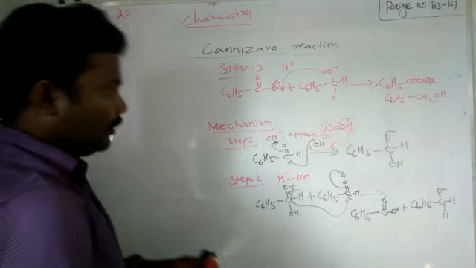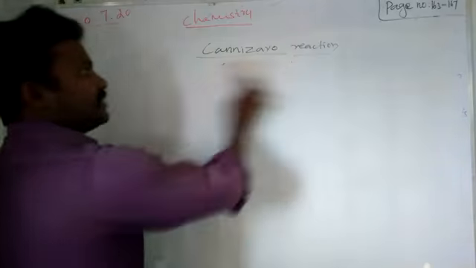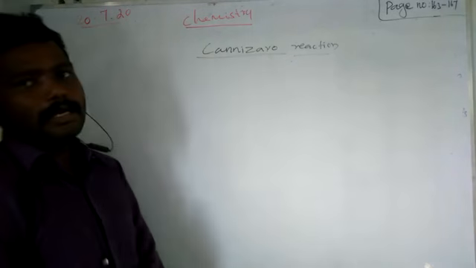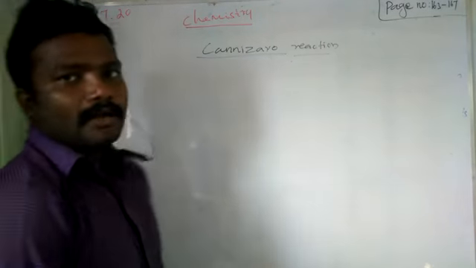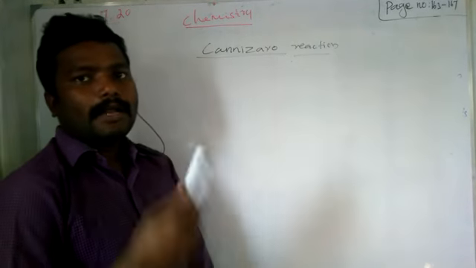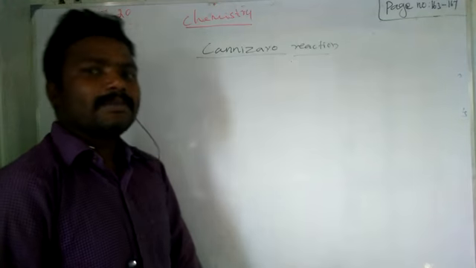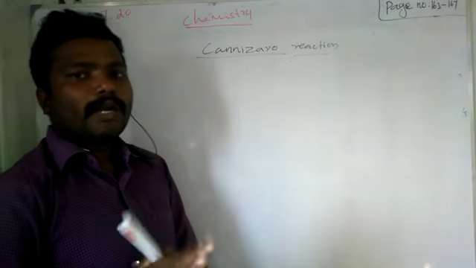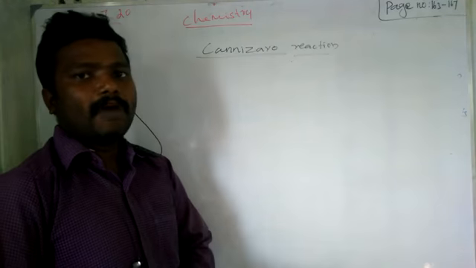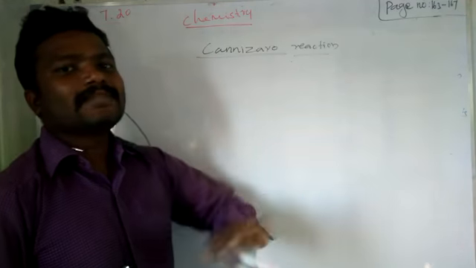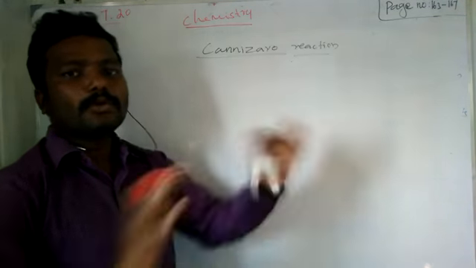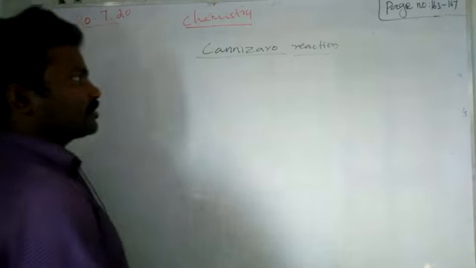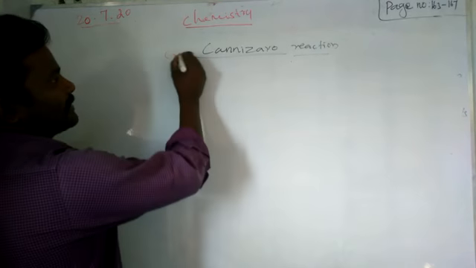Next we are going to learn the crossed Cannizzaro reaction. What do you mean by crossed Cannizzaro reaction? Like crossed aldol condensation. If you take one aromatic aldehyde and another dissimilar aldehyde, maybe aromatic or aliphatic, that is not a problem. You take one type of aldehyde and another dissimilar aldehyde. That means if you take two dissimilar aldehydes for this reaction, it is called crossed Cannizzaro reaction.